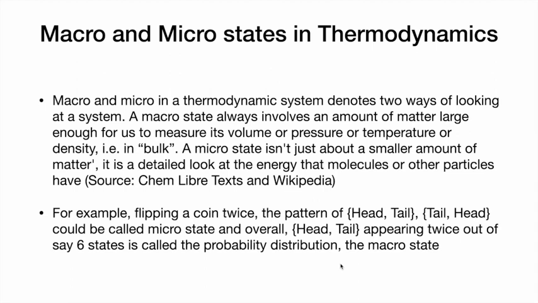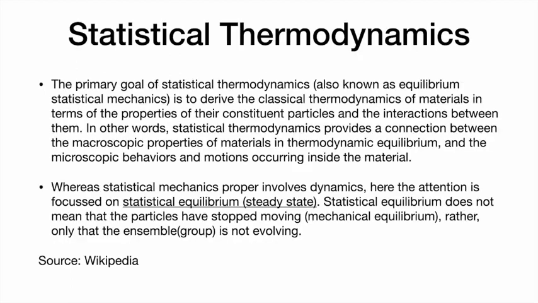A microstate isn't just about a small amount of matter, it is a detailed look at the energy that molecules or other particles have. For example, if you flip a coin twice, we get different outcomes, and we note down all the probabilities: head-tail, tail-head, and so on. Head-tail and tail-head are the microstates, whereas when we say a head-tail combination, which comes up 2 out of 4 states, then we are going to call it a macrostate. This is how we can understand micro and macro states in thermodynamics.